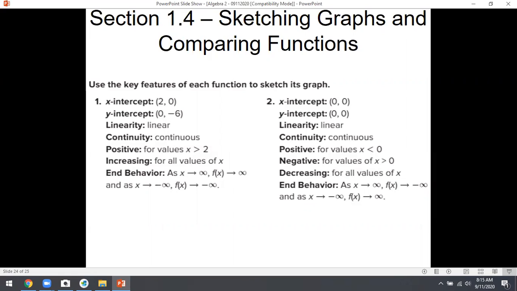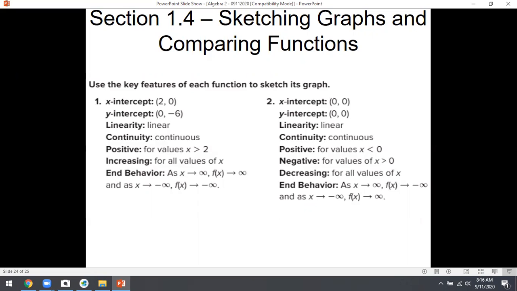All right, positive for values of x less than 0. So for x less than 0, this thing's going to be positive. So I'm thinking it's probably going to come somewhere up here, come straight down through this point and go down here. That makes sense, right? But where? Is it going to be slanted like this? Is it going to be slanted like that? I don't know, do I?